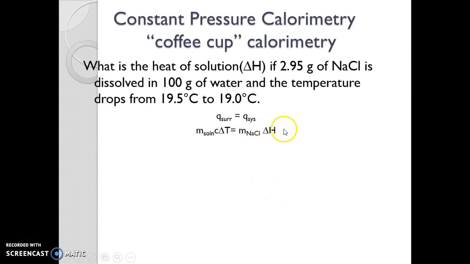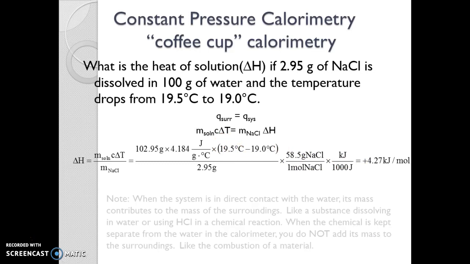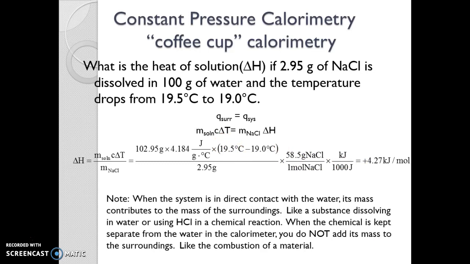The system is just the salt, so there's nothing hokey about that side. So when you solve this problem, the mass of the solution is everything together, but then we divide by just the mass of the salt. Typically, a delta H is going to want to be in kilojoules per mole, so we've got to take that joules per gram, do some converting in order to get to kilojoules per mole. So keep this idea in mind. It's important, and I'm going to reiterate it.